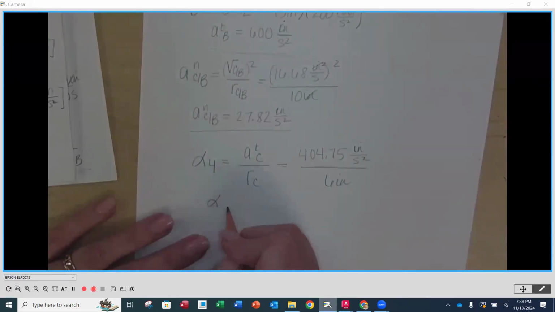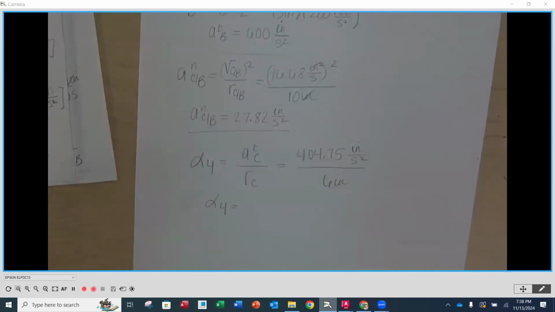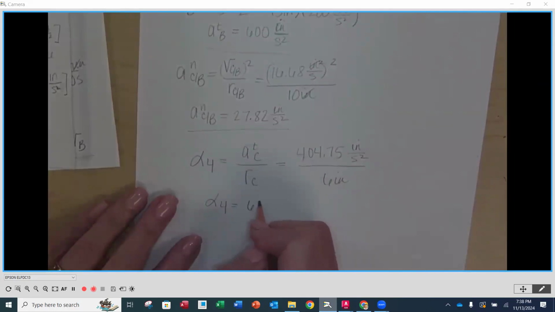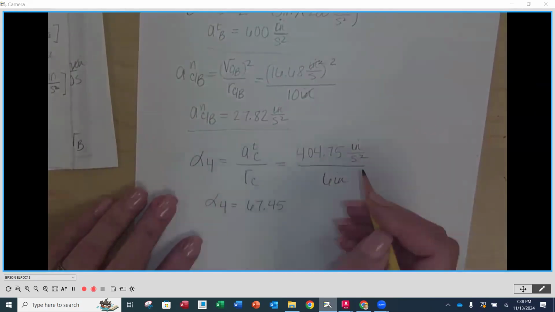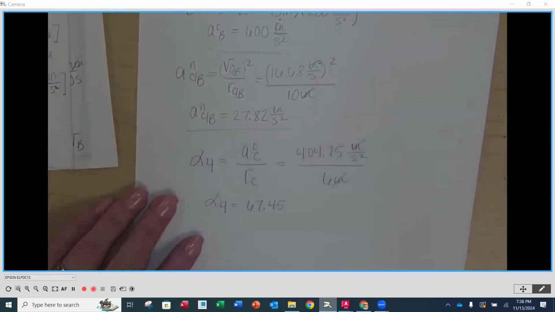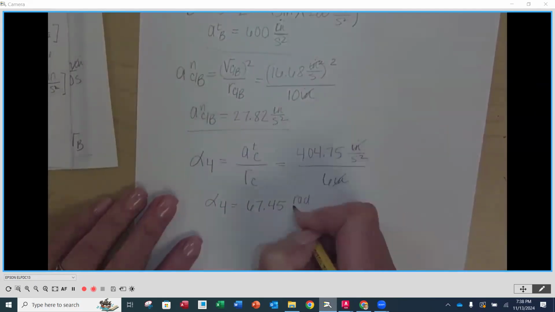So the angular acceleration of link number 4 is 404.75 divided by 6. Do you guys get 67.45? Close enough, okay. Now our inches cancel out top to bottom, so we have radians per second squared, right?